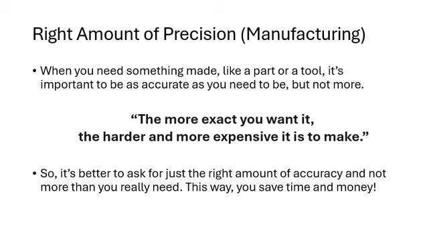Alright. In manufacturing, it's really important that we give the right amount of precision, because the more exact you want it, the harder or more expensive it is to make it. So when you need something made, like a part or a tool, it's really important to be as accurate as you need to be, but not more.